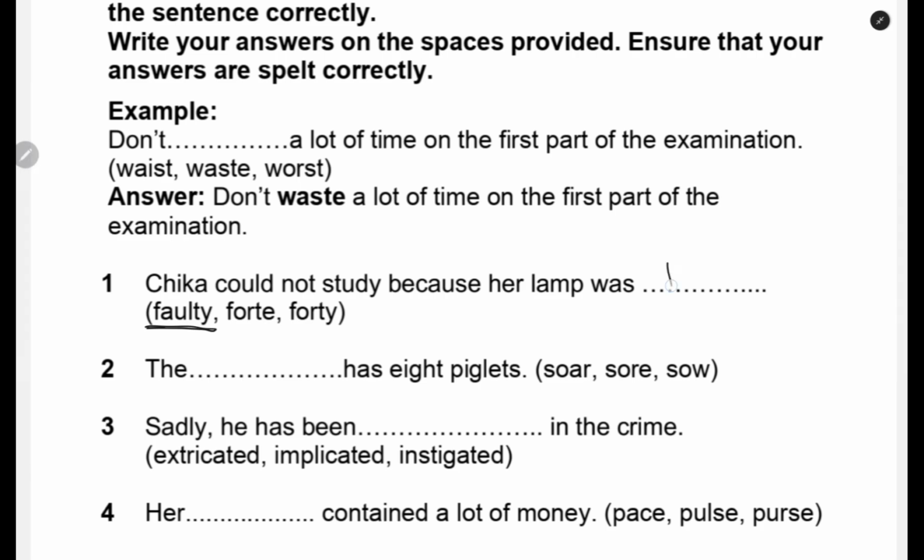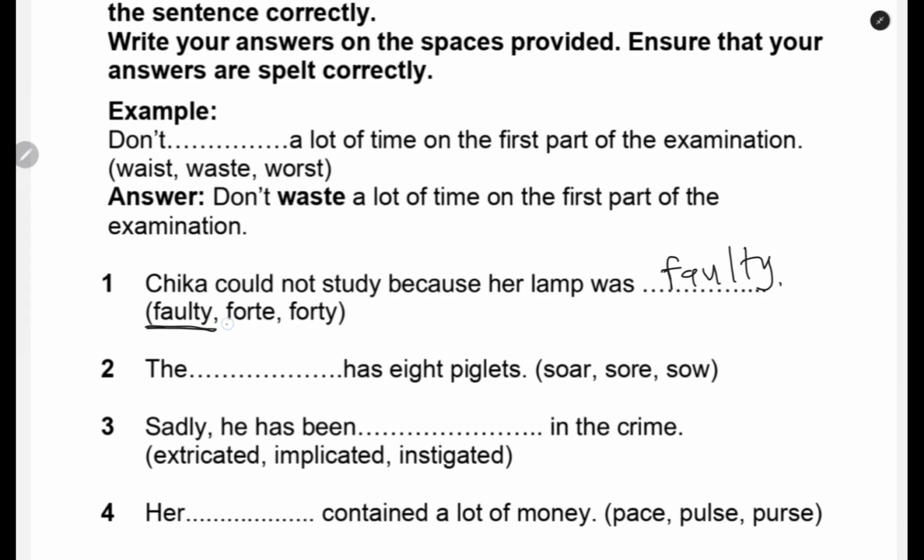So, not functioning properly or defective. And this explains to us why Chika could not study. Chika could not study because the lamp she was using was not functioning properly. That is the way you can interpret it.